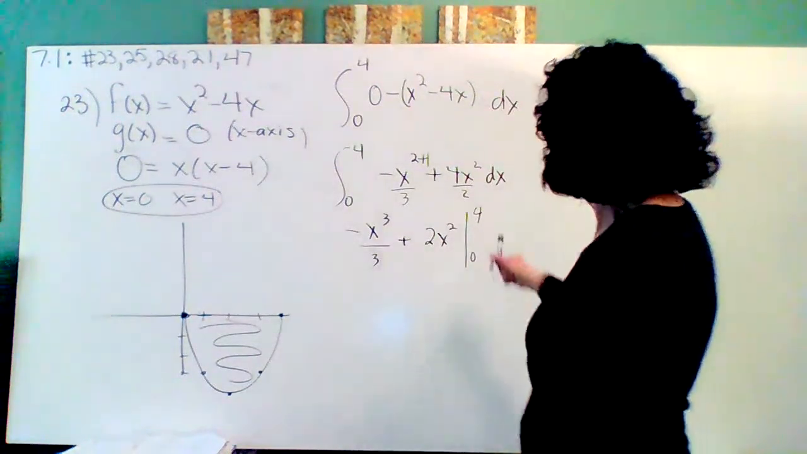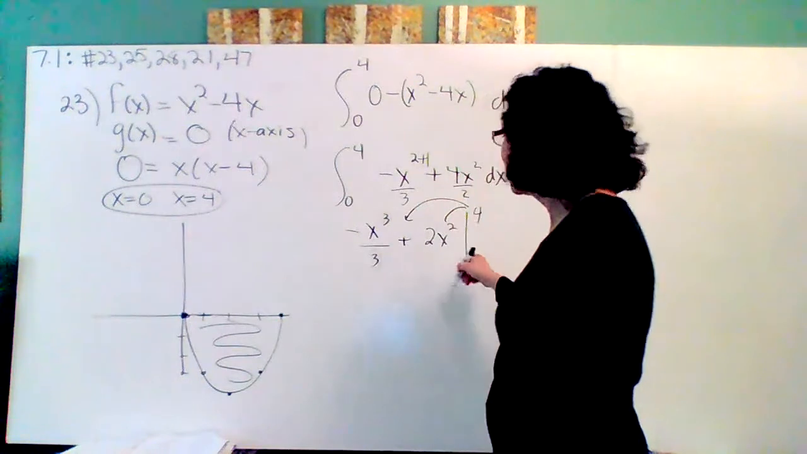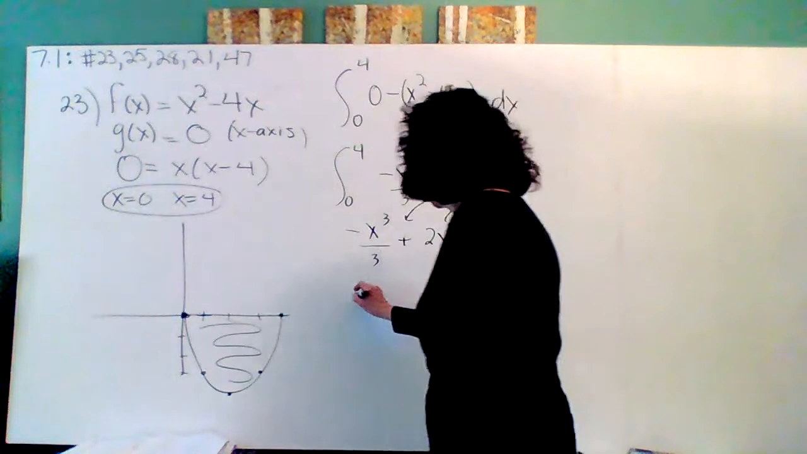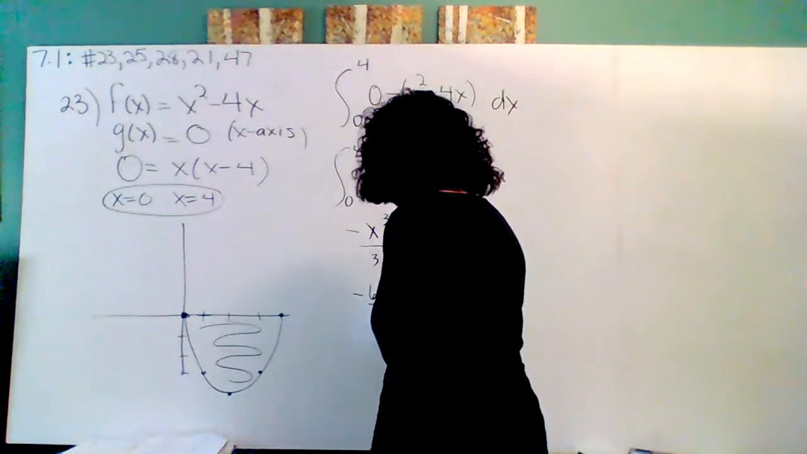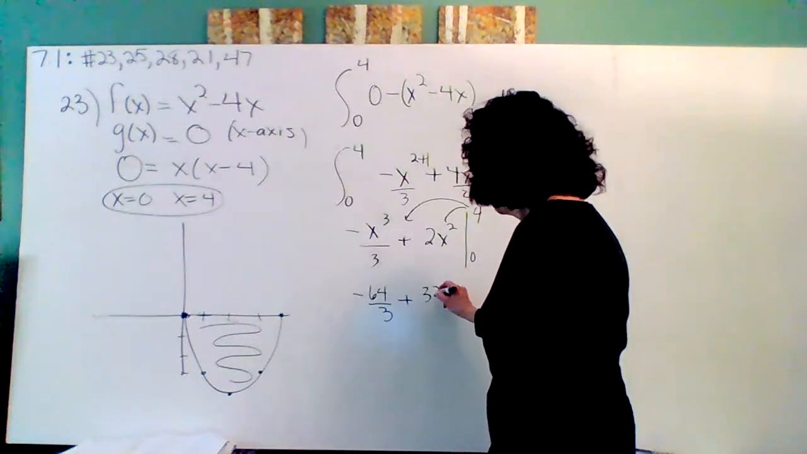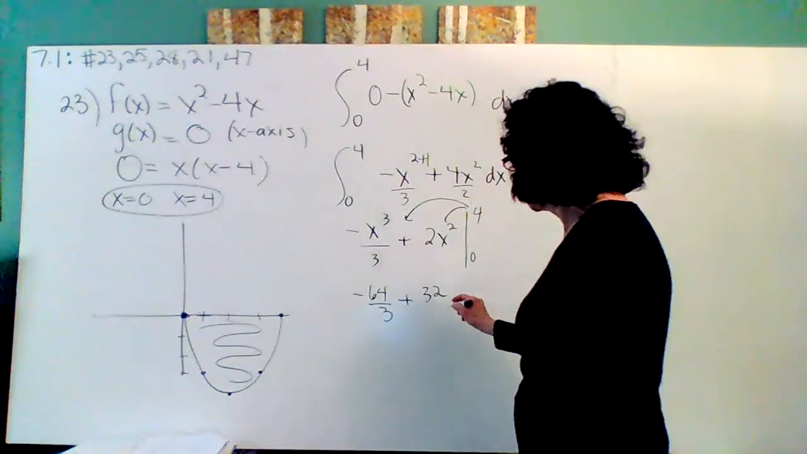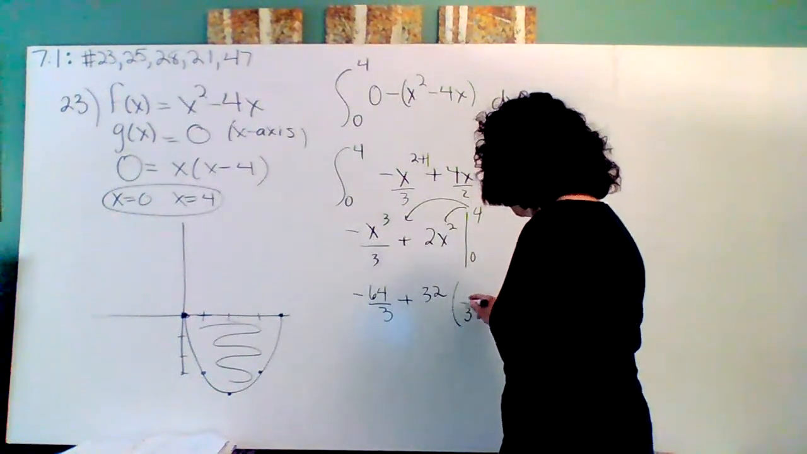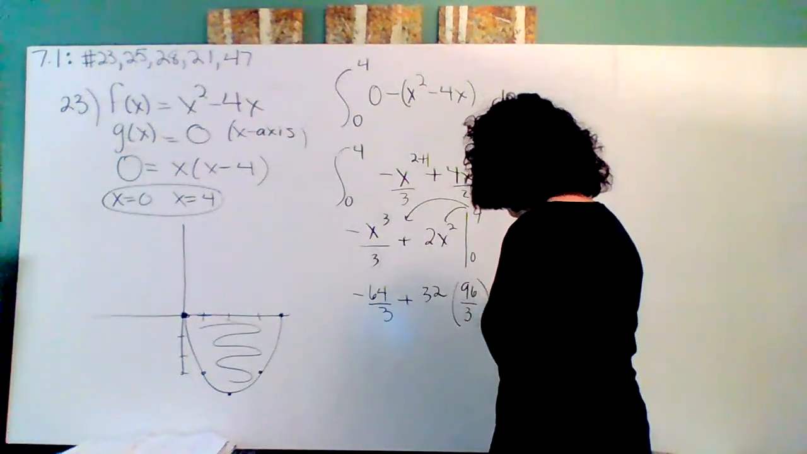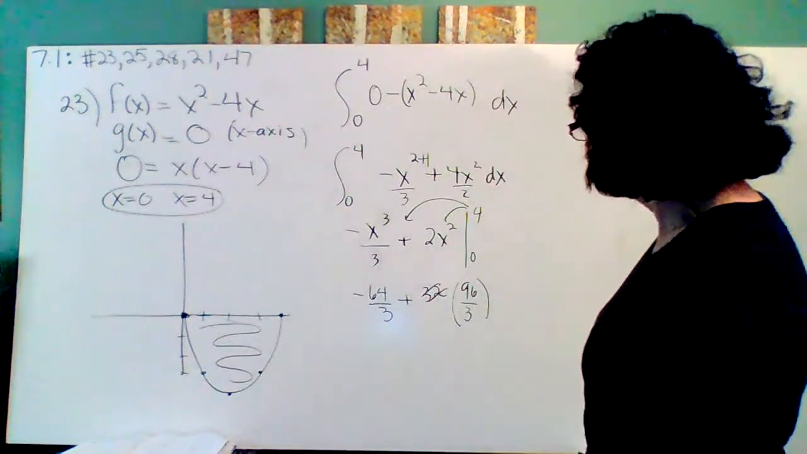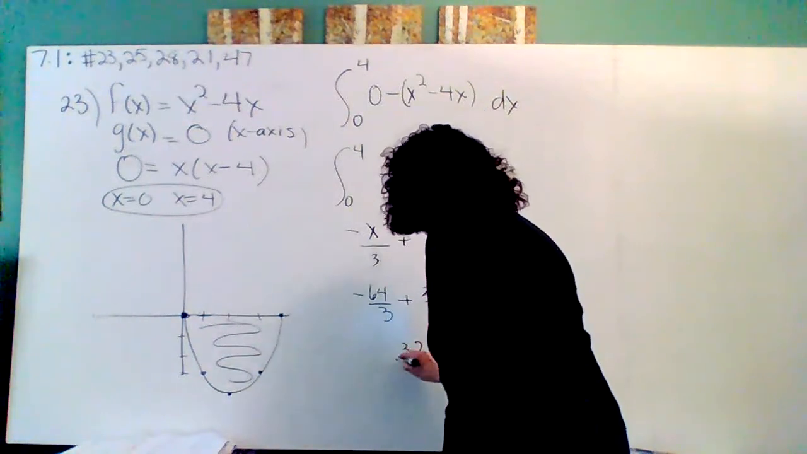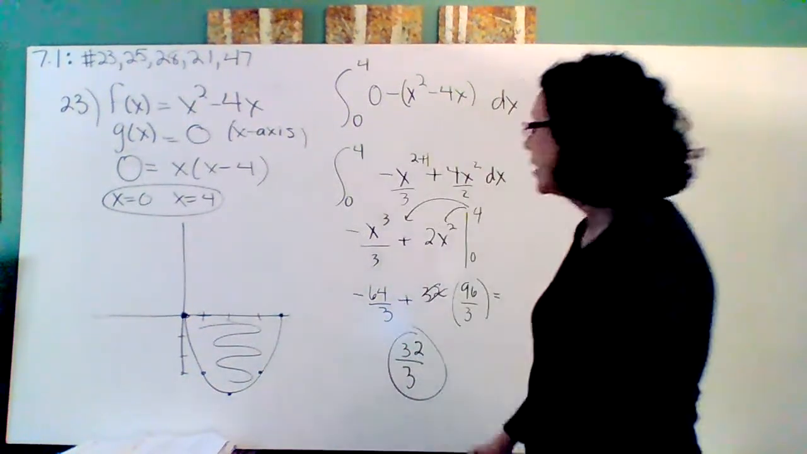I'll do my f of b. I won't have to do my f of a because it's 0; I get a 0 here and here. So that's -64 thirds, plus when I put a 4 in, that's a 32. I'm going to switch that to thirds, so that would be 96 thirds. Right, so -64 thirds plus 96 thirds is 32 thirds. And that, in fact, is the area.